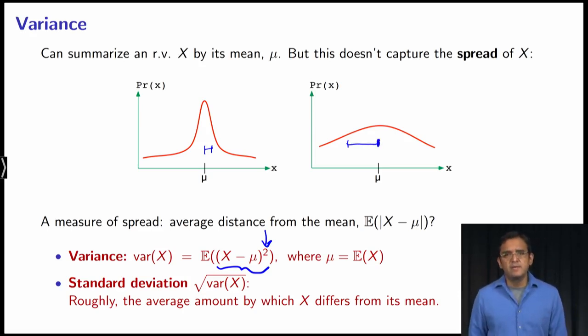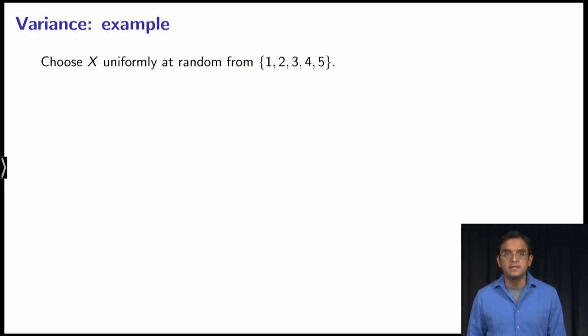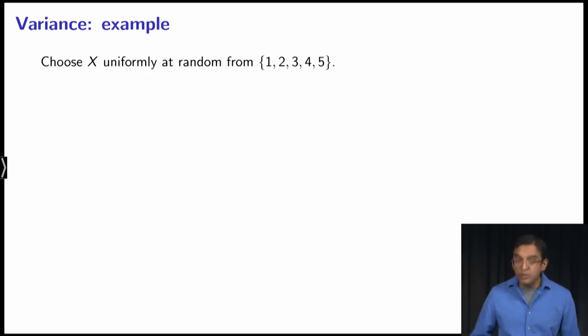So let's see how we'd compute these quantities in a simple example. We pick a random variable x from 1, 2, 3, 4, 5, all equally likely. What is the variance of x? So the first thing we need to do is to compute the expected value of x, the mean. And in this case, we'd expect it to just be the number in the middle, which is 3. But let's double check. So we'll plug it into the formula.